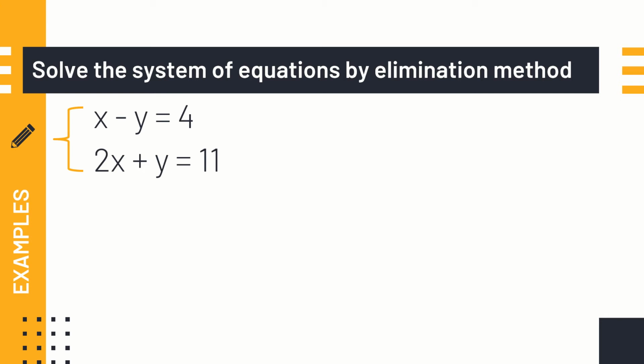Let's have this example. x minus y equals 4 will be equation number 1, and 2x plus y equals 11 will be our equation number 2. So we already have unlike signs for the variable y, so we can easily eliminate variable y. So let's rewrite equation number 1, x minus y equals 4, and rewrite equation number 2, which is 2x plus y equals 11.